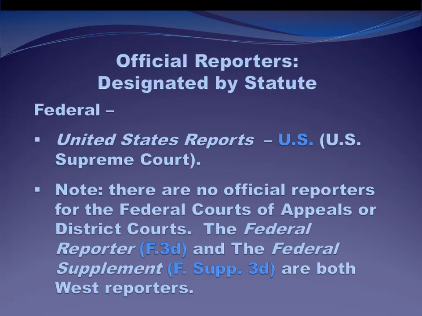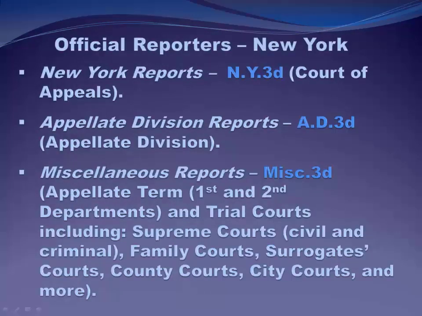So, an official report is designated by statute. At the federal level, we have the United States Reports, and for the federal circuit and for the federal district courts, there are no official reporters. So the only place we're going to find these particular cases in print are the Federal Reporter, which we're up to the 3rd series now, so it's F.3d. And for the federal district courts, we have the Federal Supplement, F. Supp. 3d. Those are both West reporters. For New York, we do have an official reporter for each level of our hierarchy. The New York Reports is N.Y.3d, up to the 3rd series, for the Court of Appeals.